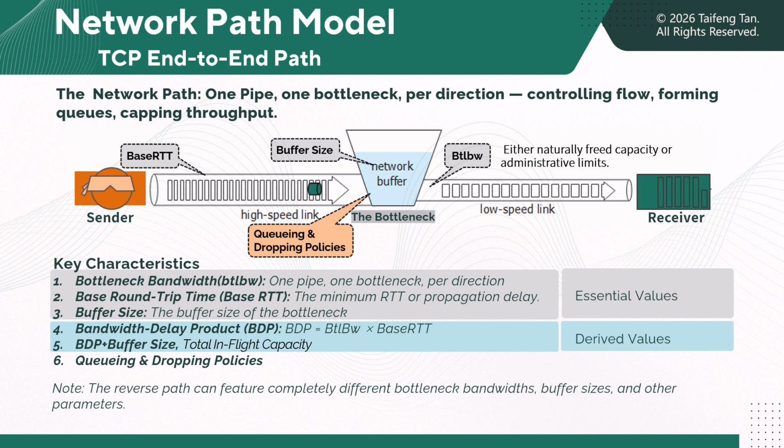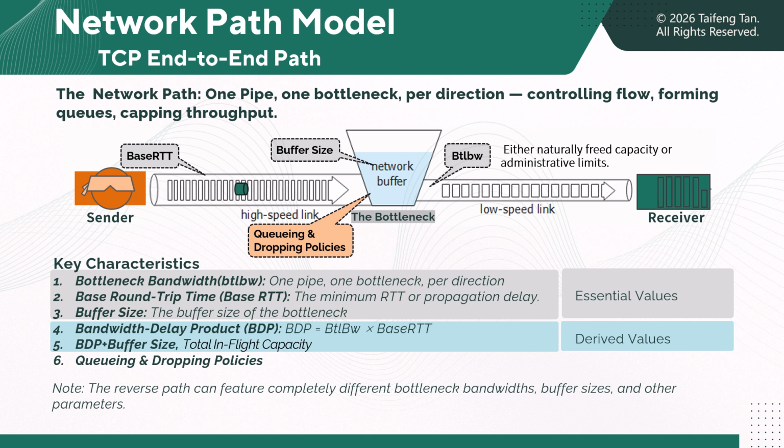The second derived quantity is the total in-flight capacity. This is simply the sum of BDP plus the buffer size. This represents the maximum amount of data that can exist inside the network path before packet loss begins, assuming a traditional tail drop queue.